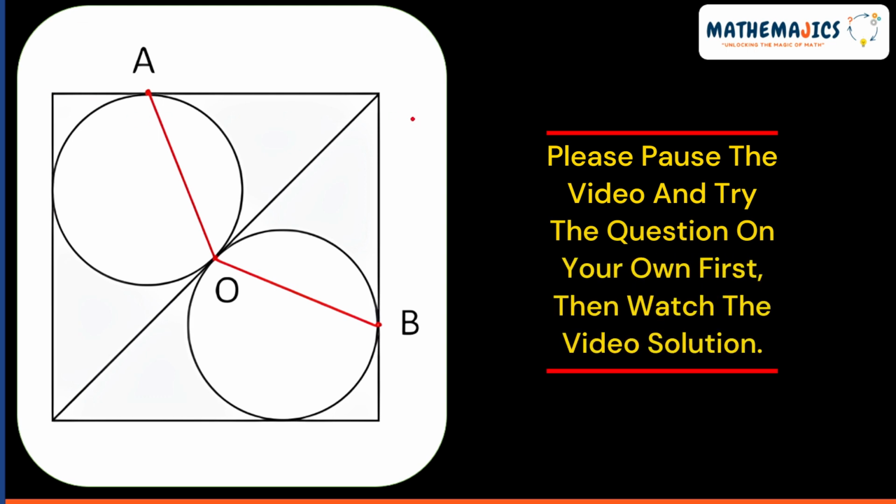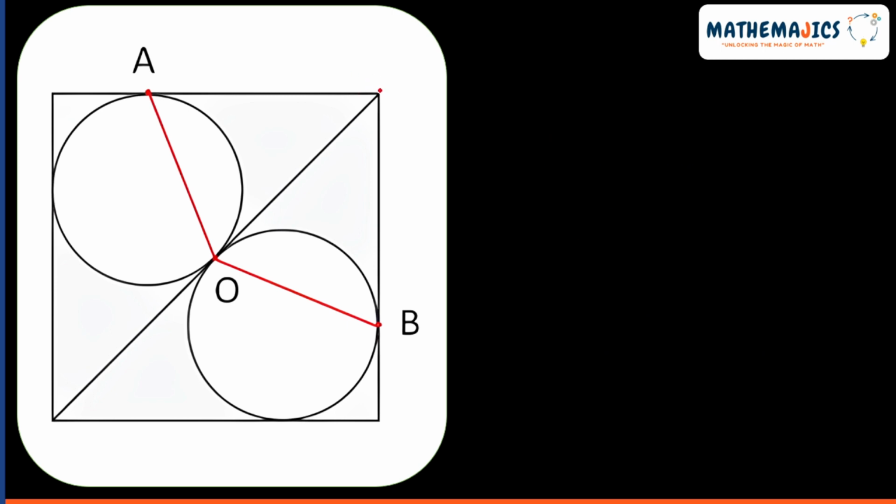Before starting this question, let's mark few important things in this figure. First of all, let this vertex of the square be point C. Now, this is a square and this is a diagonal of a square. So, what will be this angle? This angle will be 45 degree. Yes, I hope you know why this angle is 45 degree. Correct? Now, we will see how to solve this question.